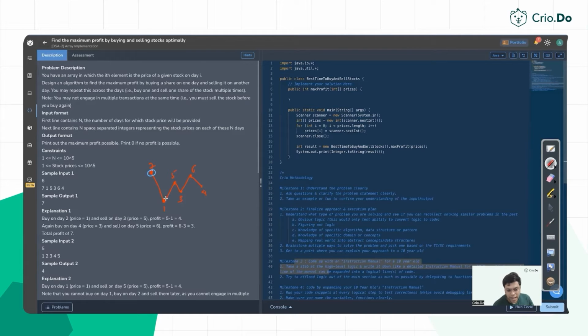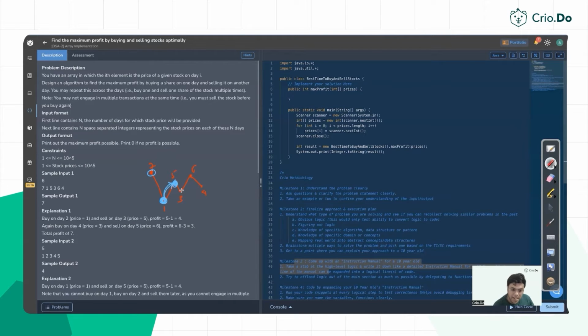What about 1? If we buy the stock at 1, can we sell it on a day where the stock price is 5? Yes. So this is the first transaction which we are going to make. Buy at 1, sell at 5. Next, if we are buying at 5, obviously selling at 6 will give you 1 profit, 6 minus 5.